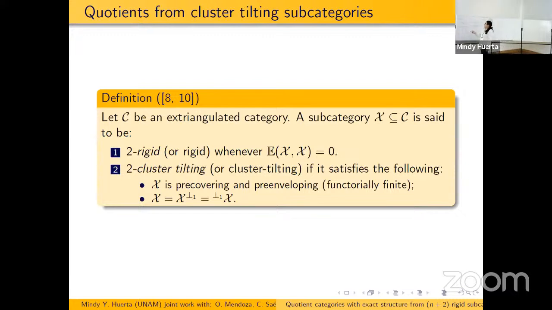First, we have here the definition. Consider a triangulated category and a subcategory X. We say that X is 2-rigid in case this abelian group vanishes for any pair of objects in X. And a 2-cluster tilting subcategory is one that satisfies this condition, which has to do with left and right approximations. You also have that this equality holds, and this equality is determined by the vanishing of the first extension group. Recall that the first extension group in this context is the analog of the first extension groups in other contexts.